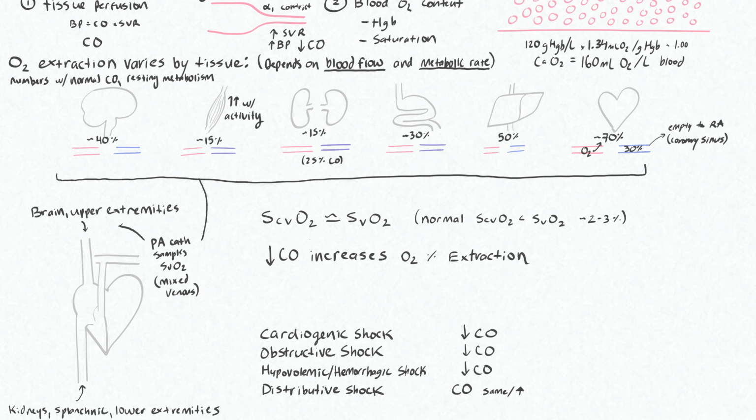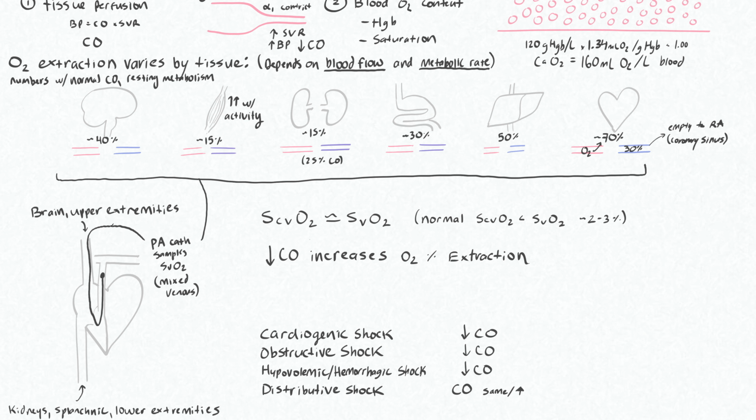That goes in down through the SVC, the right atrium, the right ventricle, and up into the pulmonary artery, and then we'll sample the blood from here. So clearly this is a mix of blood from the brain and upper extremities, kidneys, splanchnic, and lower extremities, as well as the heart, which empties into the coronary sinus here.